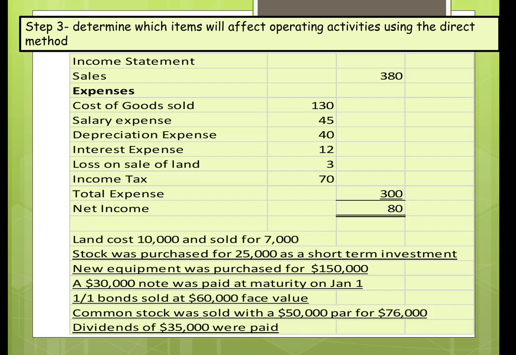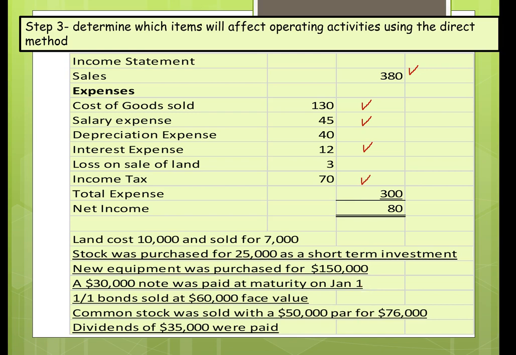Next, we want to look at the income statement. And the items we need to take a look at are our sales. Then we need to look at cost of goods sold to determine our expenses associated with the sales. And we have to look at salary expense, interest expense, and income tax.